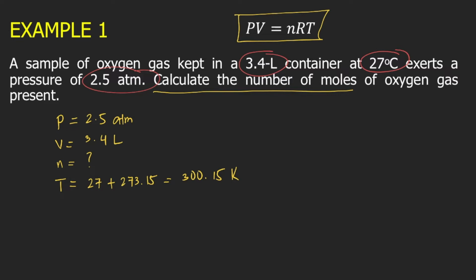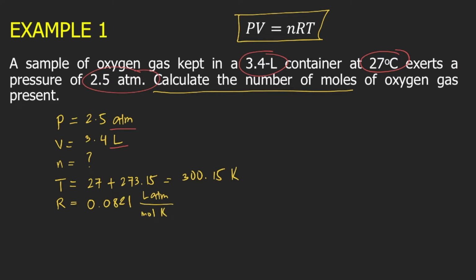And then for the value of R, you decide which value of R is more convenient to use. If you look at the units, the pressure is atm, the volume is liters, so the more convenient value of R to use is the 0.0821 liter atmosphere per mole Kelvin.